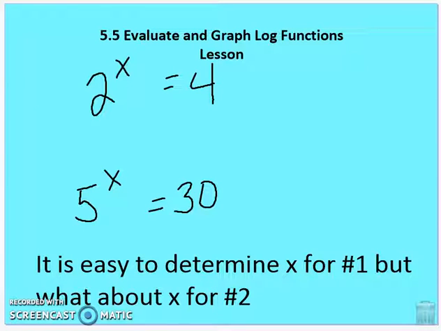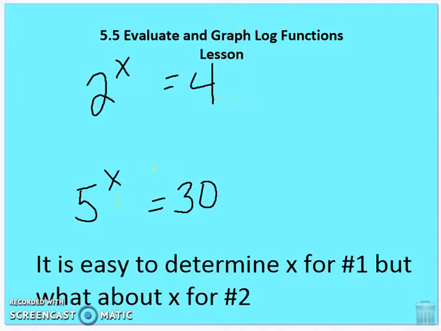So I've mentioned before that one of the purposes of logs is to find the value of an unknown as an exponent. And when you have the case of 2 to the x is equal to 4, it's pretty straightforward. And probably intuitively you can say that x is equal to 2. But what about when you have 5 to the power of x is equal to 30? Well, we know that 5 squared is equal to 25, and we know that 5 cubed is equal to 125. So we know that x is going to be between 2 and 3. But can we find an exact value just from looking at this? And the answer is no.